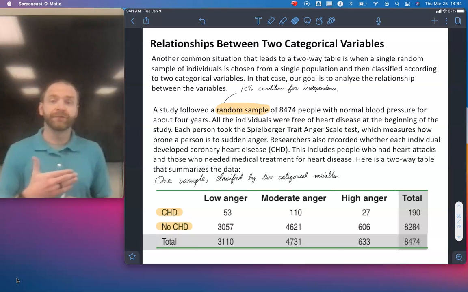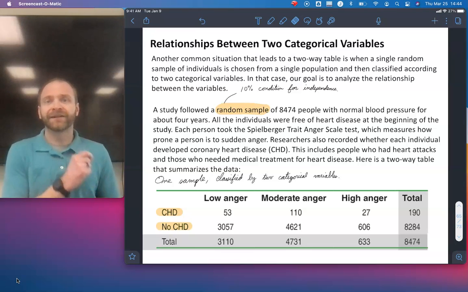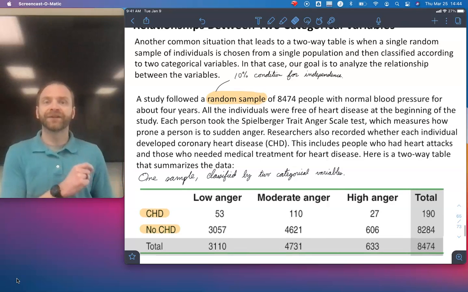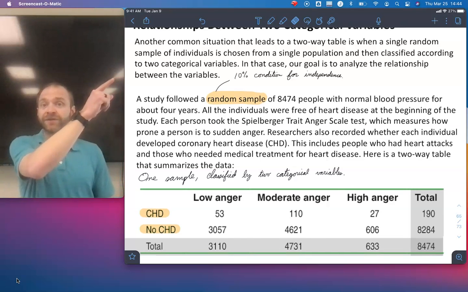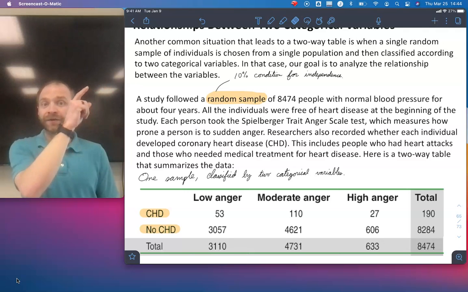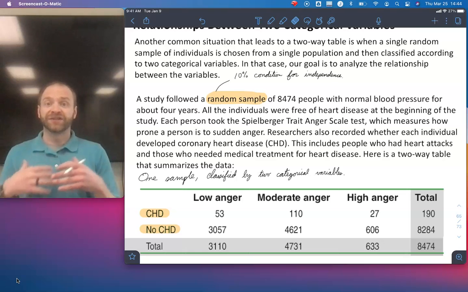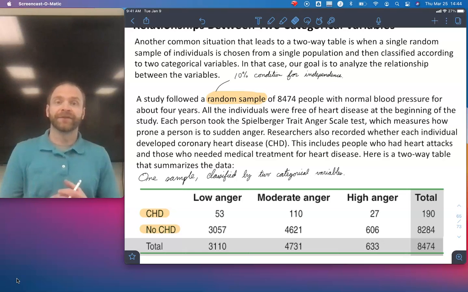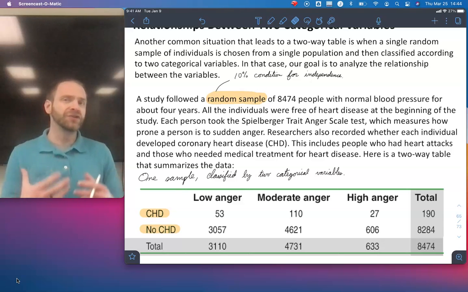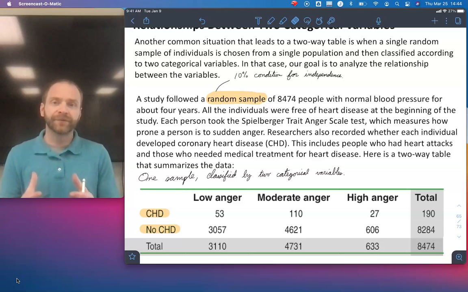Here is a two-way table. Now notice what I have written down right here: one sample classified by two categorical variables. That's really nice to write down, because that's really what's being talked about up here: you have one sample that's being classified by two categorical variables. Our one sample, we're looking at the CHD and the no CHD. We're looking at a two-way table for that. So this is where we have a new chi-square test. One sample classified by two categorical variables.